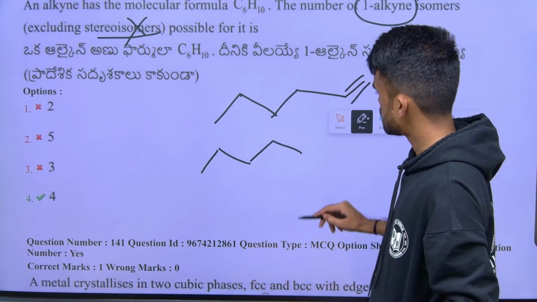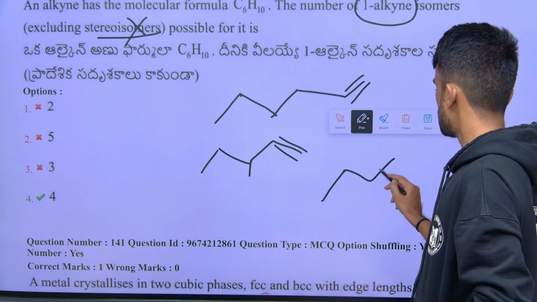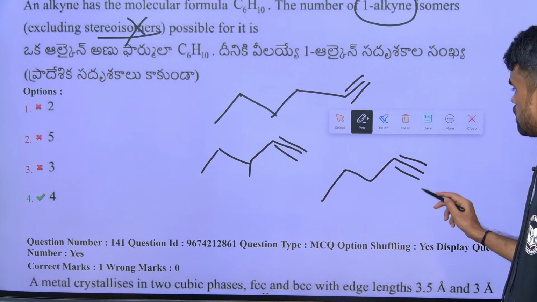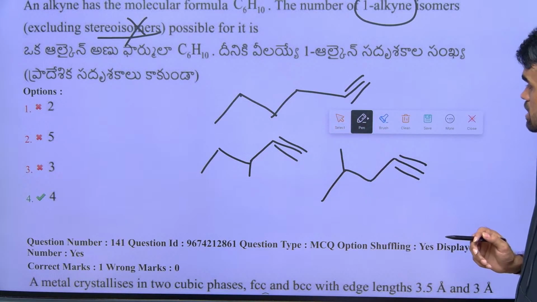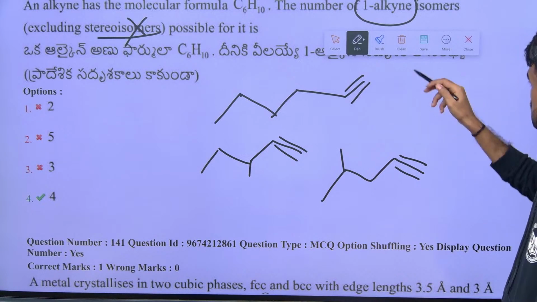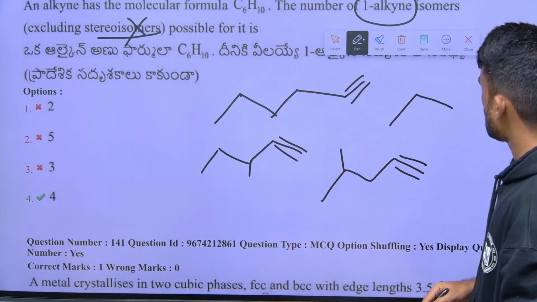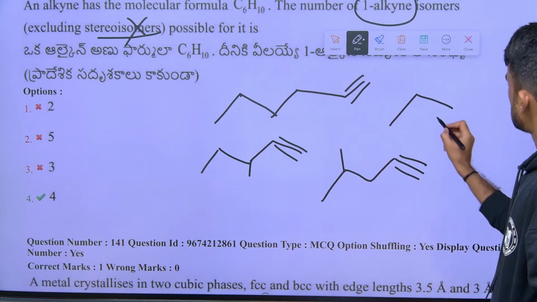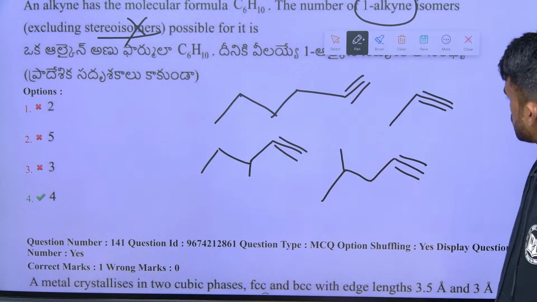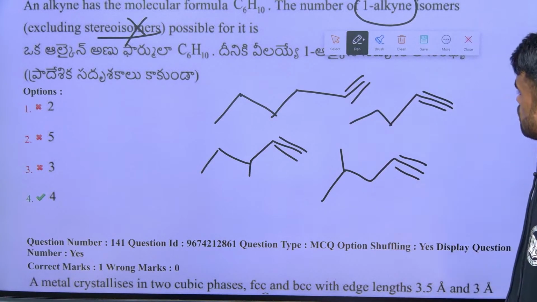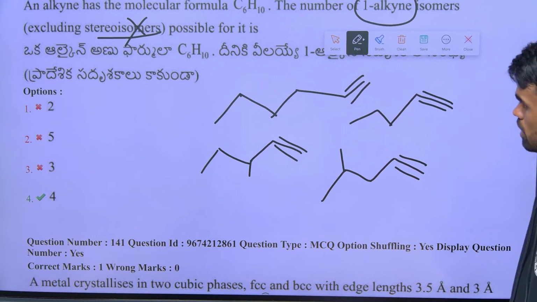To this 5 carbons, I am placing the triple bond here and a methyl group here, and similarly I am placing the triple bond here and one methyl group here. I hope you got these three structures now. And after this, are there any other possibilities? Yes, let us try a few more. So 3 we got. Then next, the triple bond is here, and I am placing ethyl.